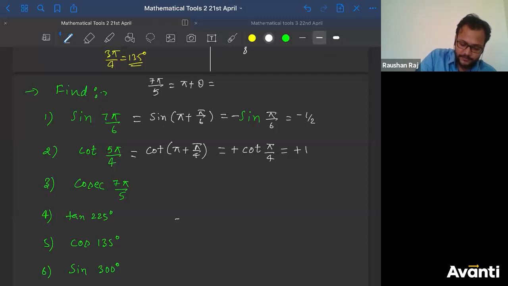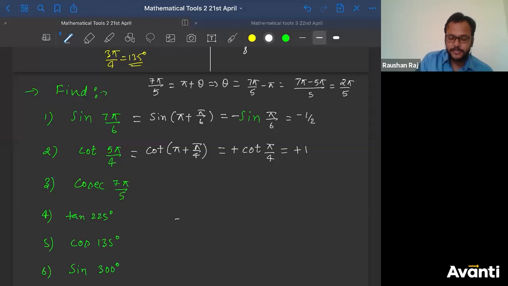So what will be the answer here? Theta will be equal to 7 pi by 5 minus pi. So it will be 7 pi minus 5 pi divided by 5. So the answer will be 2 pi by 5. Is it an acute angle or an obtuse angle? 2 pi by 5. See, pi by 5 is what? Pi is 180 degrees, right? 180 by 5 will be 36. 36 into 2 is 72. So this is nothing but an acute angle. Good to go.